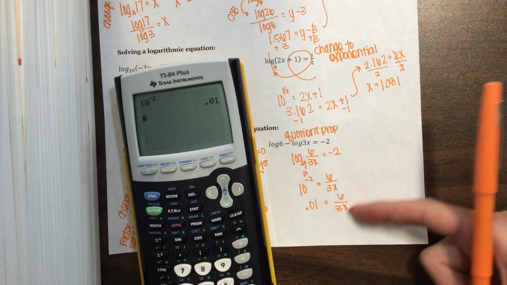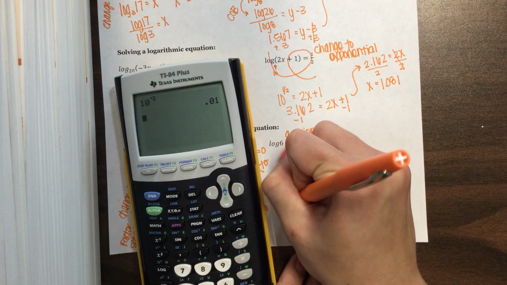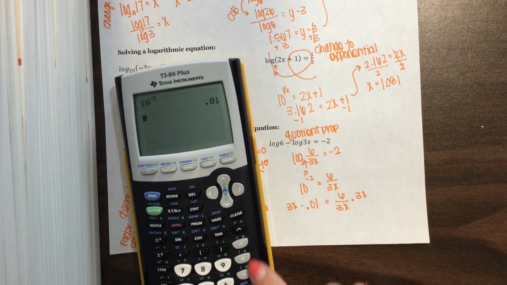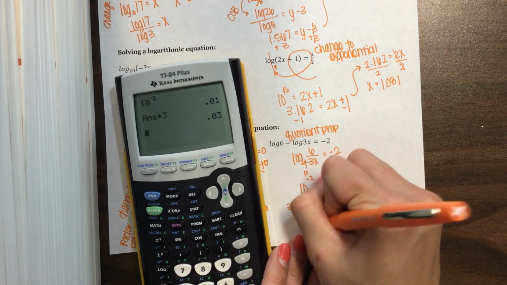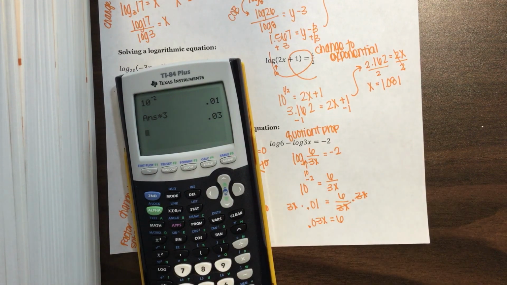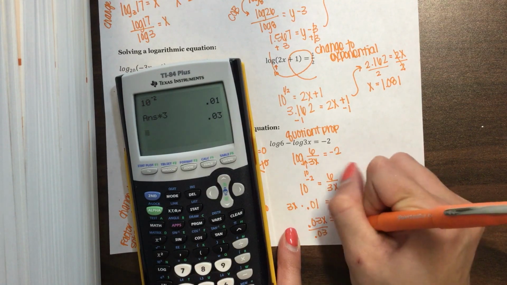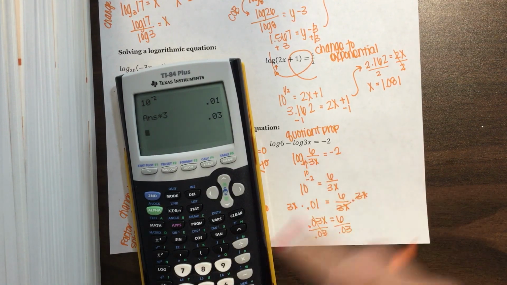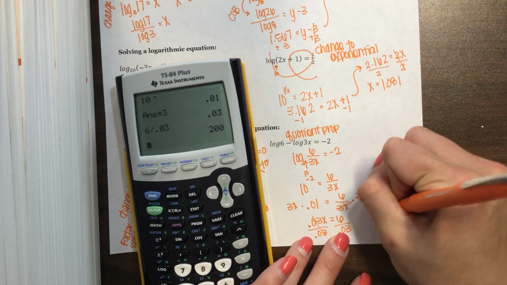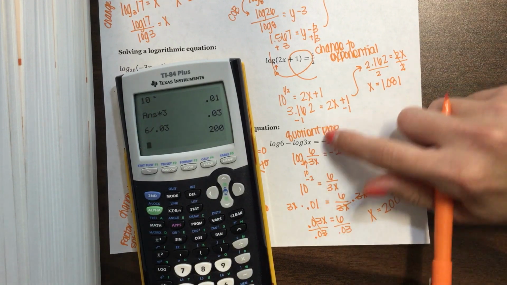Then I want to get rid of my fraction here. So I'm going to multiply both sides by 3x. So 3 times 0.01 is 0.03 x, these cancel over here, equals 6. And then to get that x by itself, I divide by 0.03. So 6 divided by 0.03 is 200. So x equals 200. And it's never a bad idea to just go back and check this.